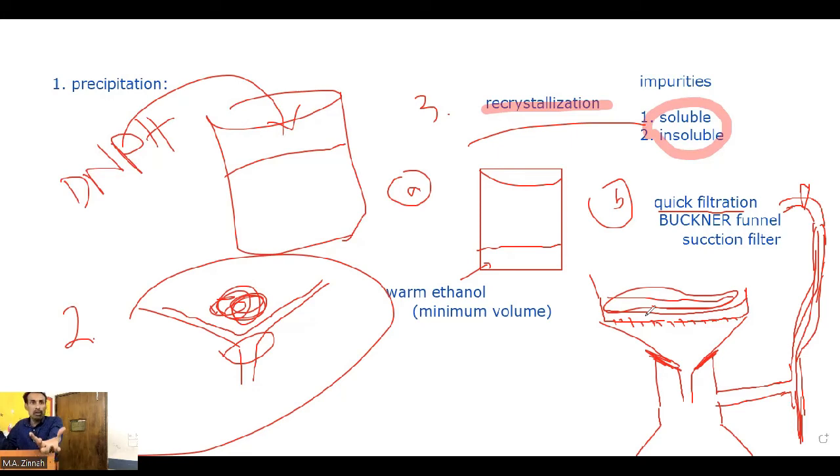If the filter paper and the funnel are at normal temperature, meaning cooler, then as soon as the solution reaches the surface it will cool down and will crystallize. To prevent this, you may use a preheated Buchner funnel, this is written there. And preheating can be done by pouring some ethanol, warm ethanol. Clear? Then you add the mixture and open the tap.